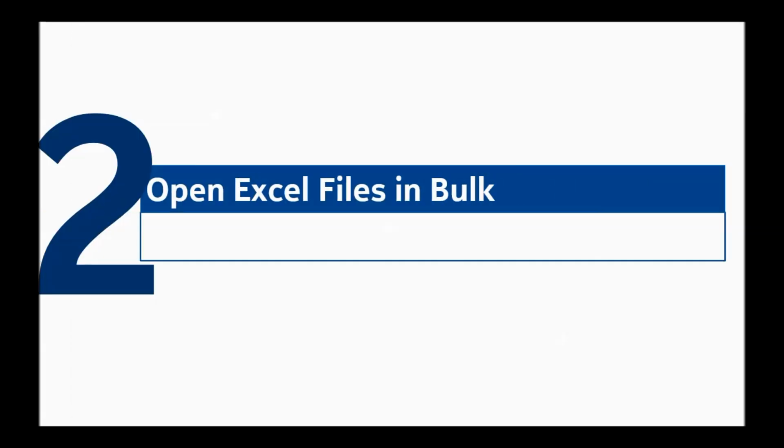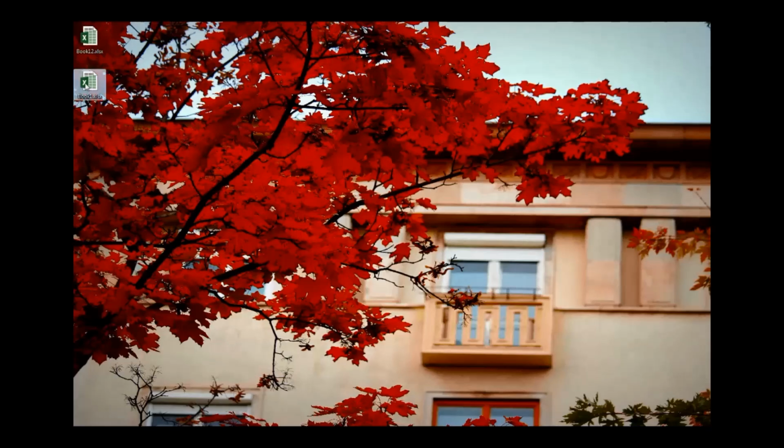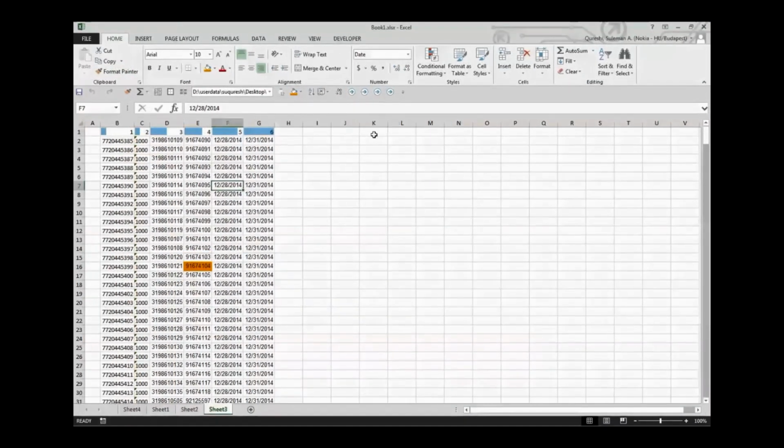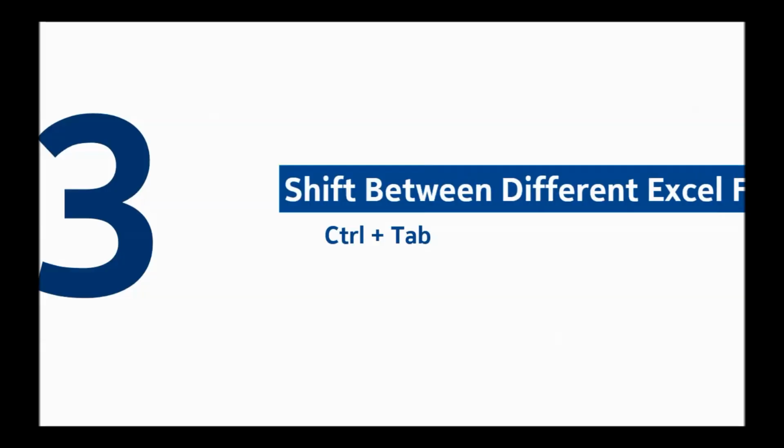Open Excel files in bulk. Yes, if you have a lot of files you want to open, it's very easy. Just go to the desktop or the place where you've saved them, select all of them together like this, and just press enter. Select and enter. The moment you press enter, all of the files will open and you can see the names on the taskbar. So yes, all of them are open now.